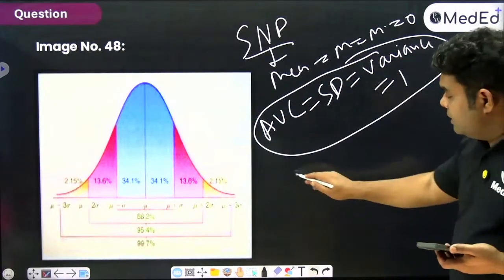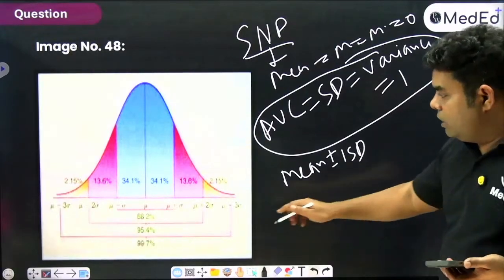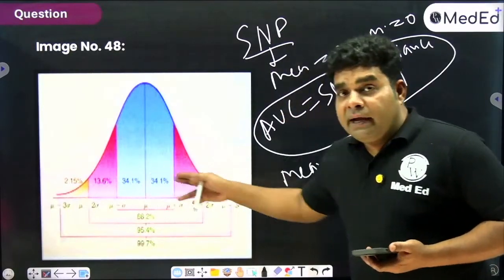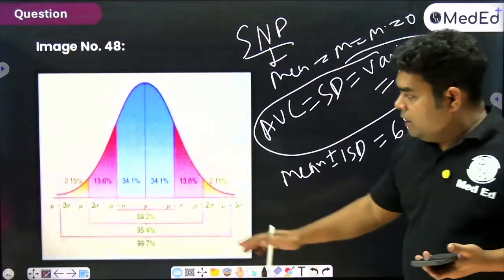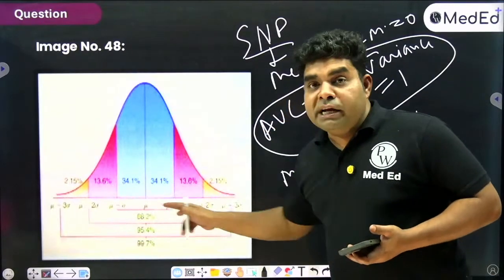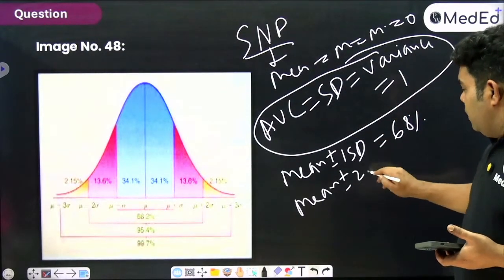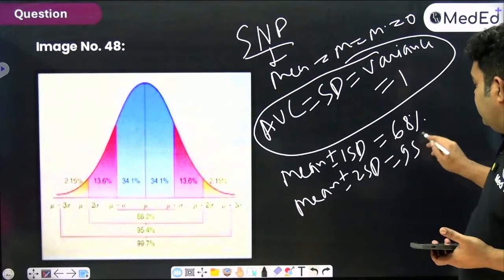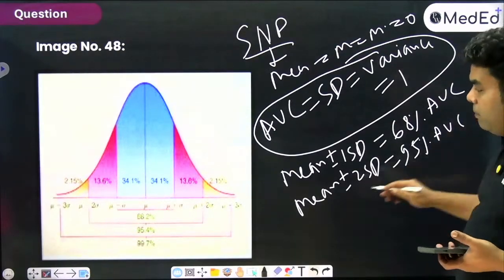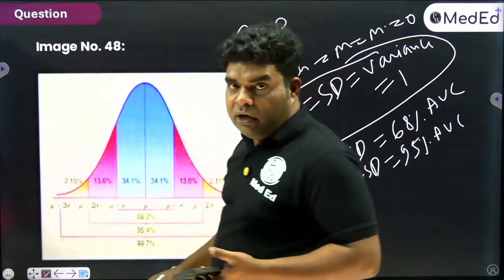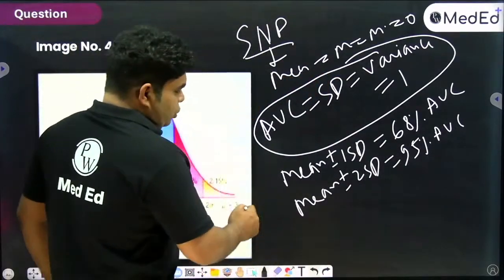The third rule is between mean plus minus 1 standard deviation. You can see this blue part, 68% area is under mean plus minus 1. And you can see this pink area and blue, pink plus blue, mean plus minus 2 standard deviation will have 95% area under the curve. And if you look at mean plus minus 3 standard deviation, almost 99% of values come under it. So this is rule 3.